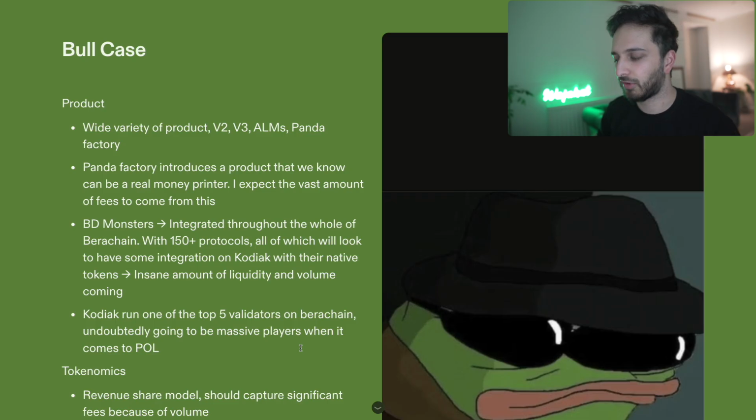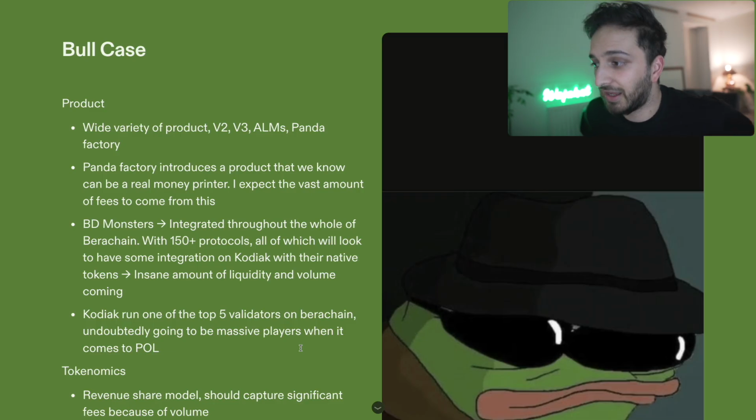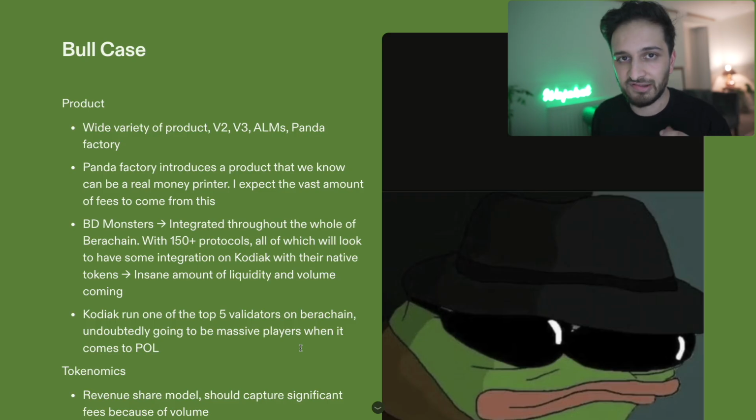Firstly, there's a wide variety of products, whether it's V2, V3, the ALMs, the Panda Factory, and now even the option product as well, which you didn't really focus on too much in this video, but probably can do later. I think the Panda Factory introduces a product that we know has had success on other chains. I think we've seen that it can be a real money printer, especially on Solana. If there is a meme coin craze on Berachain, which I do expect there to be, Kodiak are positioned really, really well now, and I think they can make a lot of money from it as well.